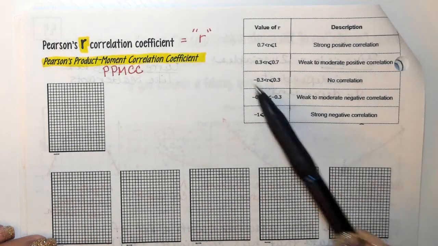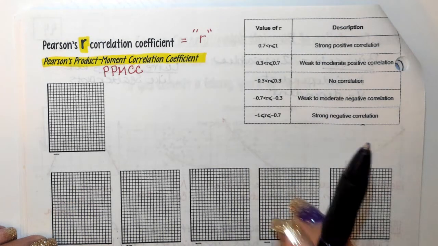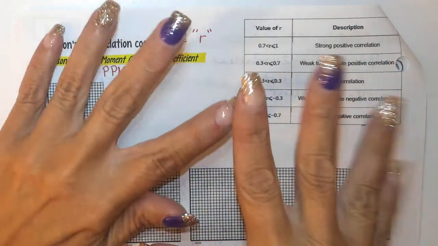All right, so I've got this chart over here. R has a value when you get it. The closer you are to the number 1, and think about it like this. You've got all these little scatter plots.